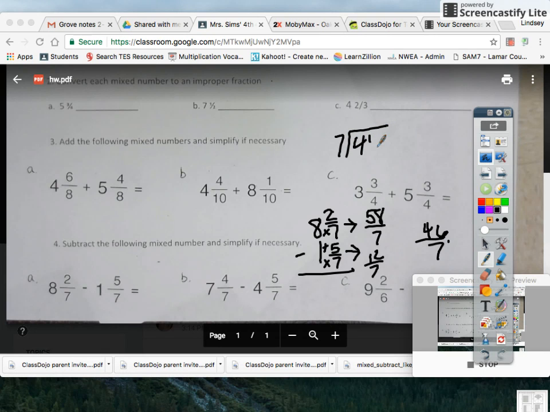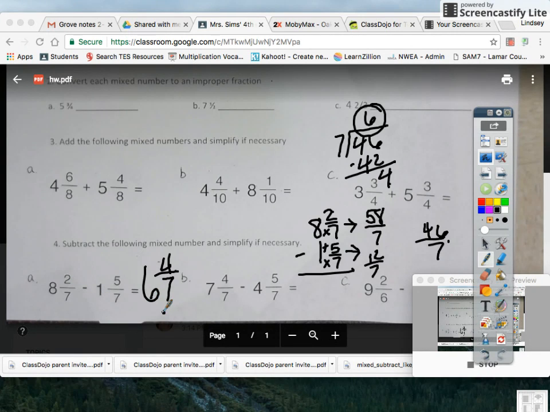To change this, I'm going to divide it out. 46 divided by 7. How many times will 7 go into 46 without going over? 6 times. And 6 times 7 is 42 with 4 left over. So now this is my new answer, my mixed number. The answer is the whole number, 6, and then the remainder is the numerator, 4/7. So 8 and 2/7 minus 1 and 5/7 is 6 and 4/7.